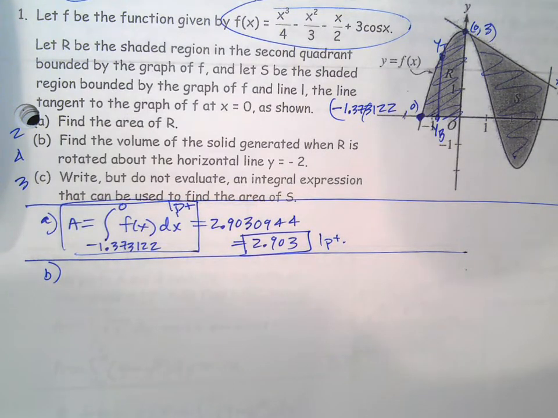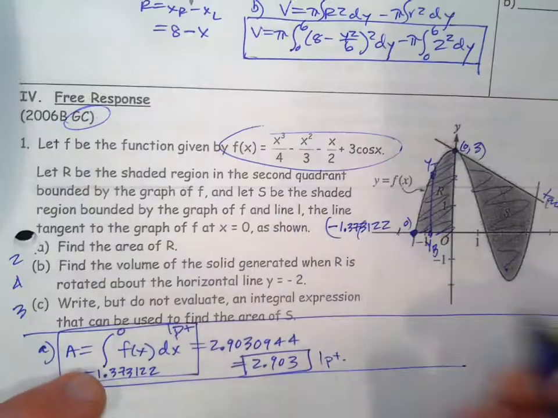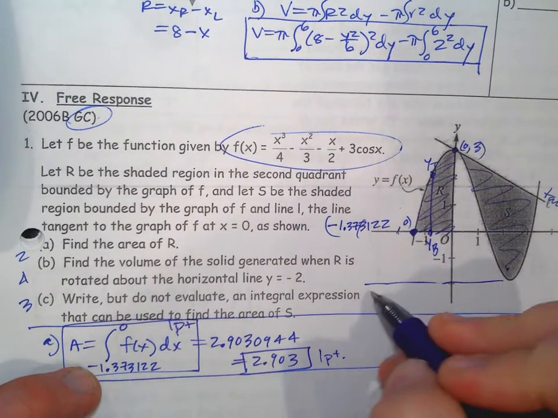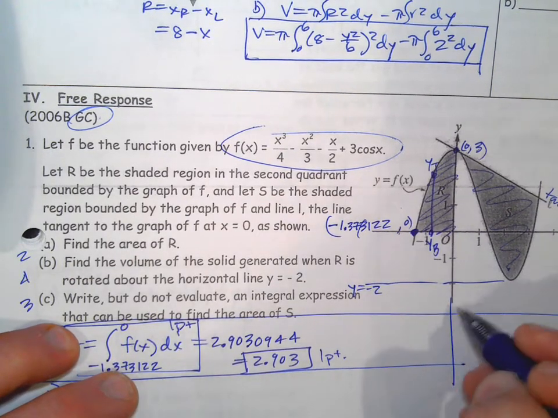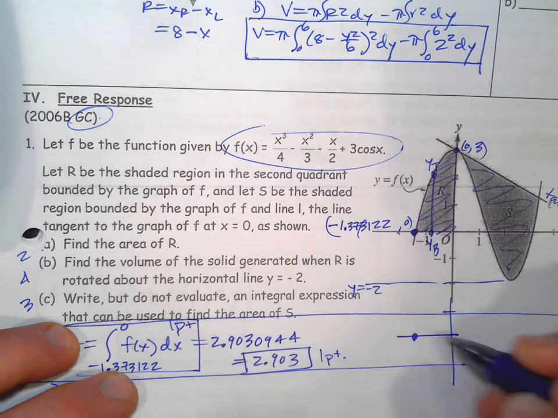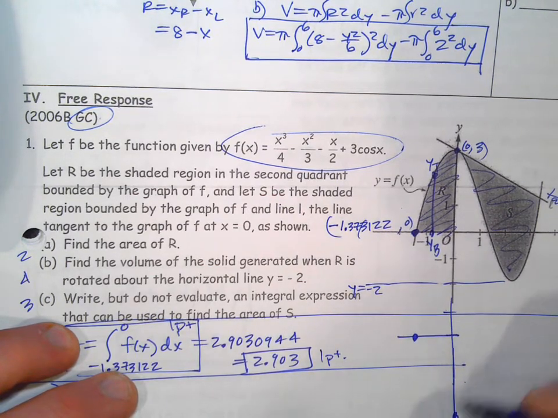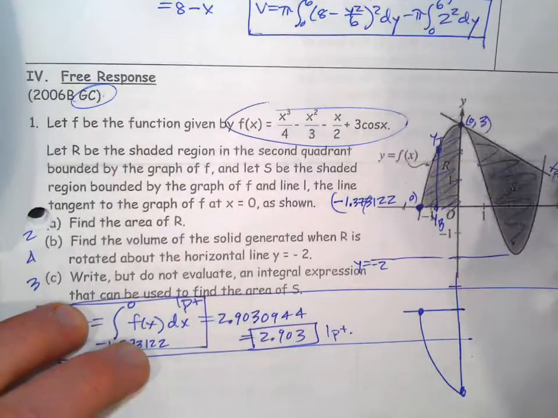Okay, part B says find the volume of the solid generated when R is rotated about the horizontal line y equals -2. So the region we just did, we're going to rotate it about y equals -2. I think I could pull this off on this picture right here. So it's going to be rotated around this.